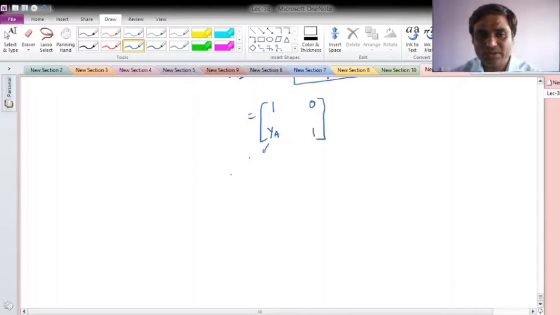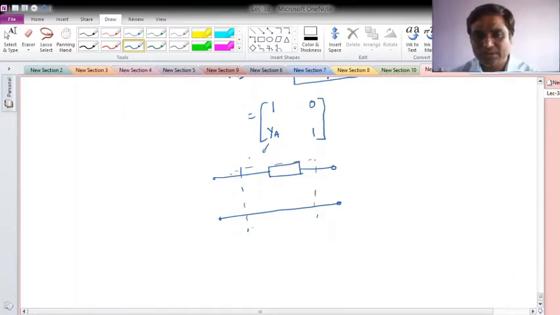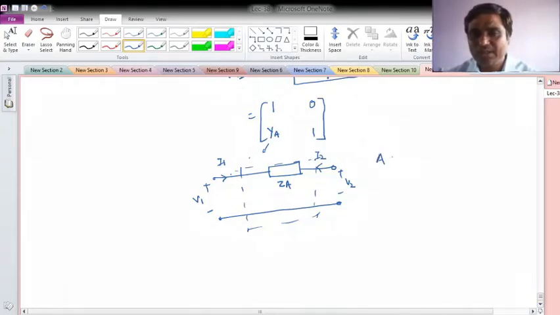So suppose this is the network, and in the network a series element is connected, and suppose this is my impedance ZA. Here these are my conventions: I1, V1, this is I2, and this is V2. Now what is to be obtained is the ABCD parameters.